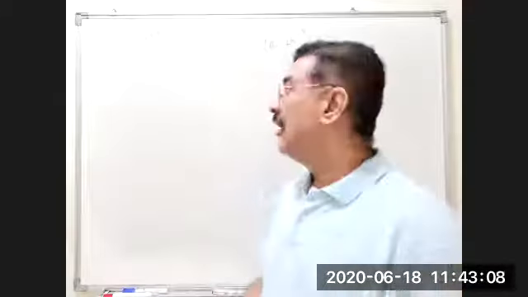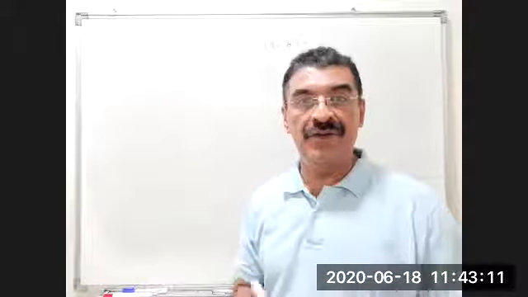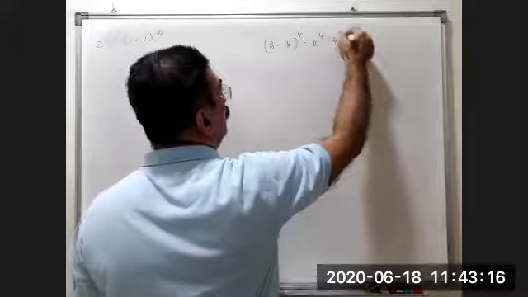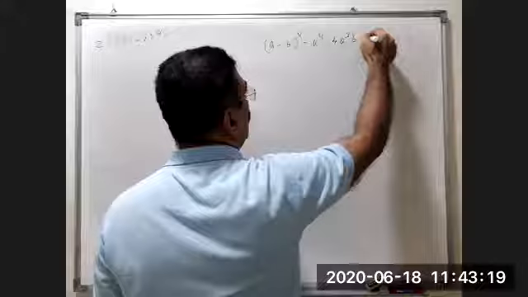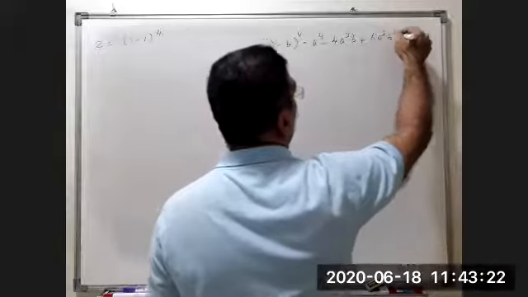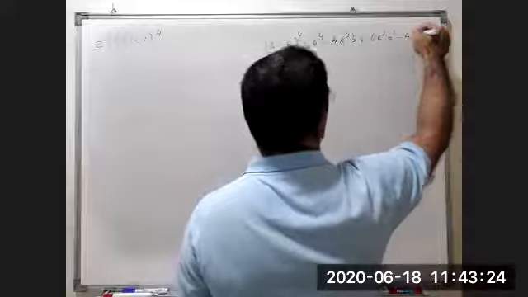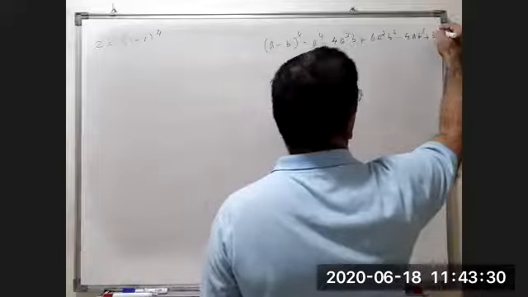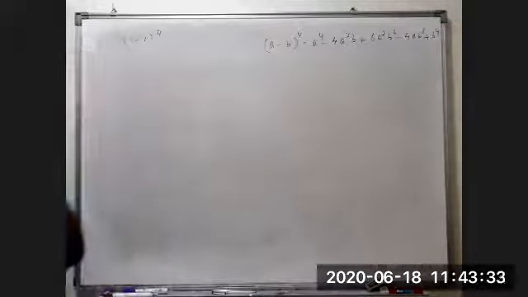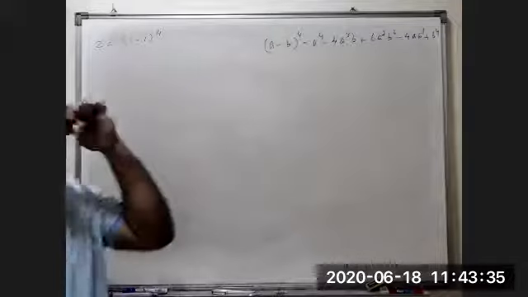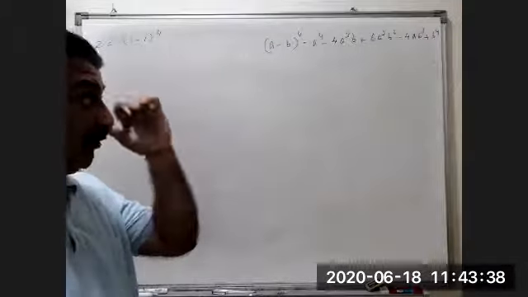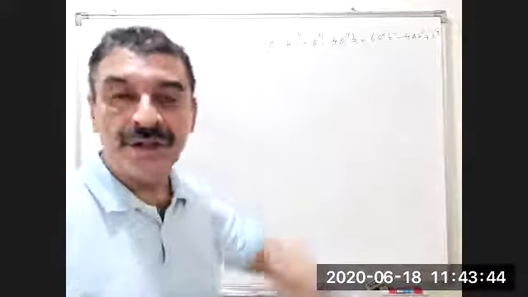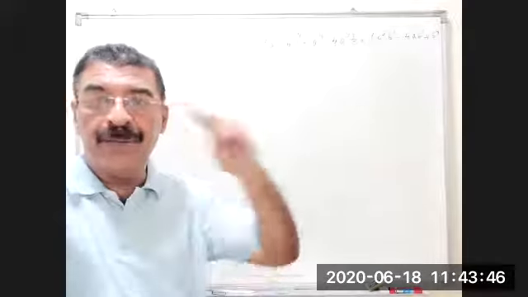We will learn it later on. But for (a plus b) or (a minus b) the whole raised to 4, you have to remember it is a raised to 4 minus 4a cube b plus 6a square b square minus 4ab cube plus b raised to 4. Remember this expansion. This is a technique that we'll discuss later on. We can remember all these expansions very easily.